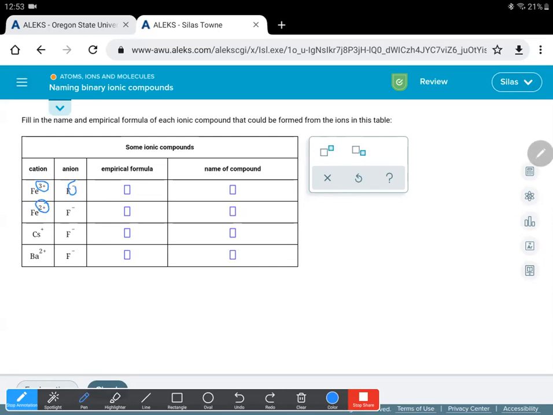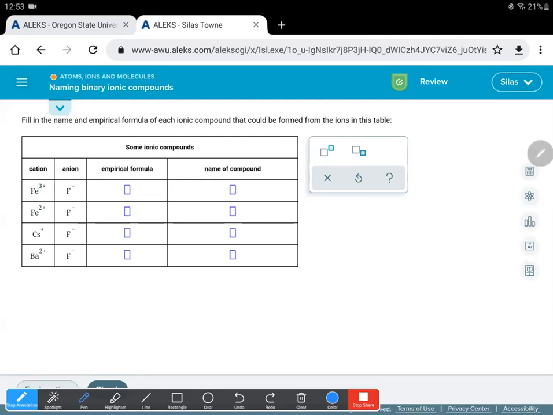Now with naming, we are going to just write the name of the metal and then the name of the anion with an ide ending. We do not need prefixes because it is about being charge balanced, which we can always use the periodic table for.